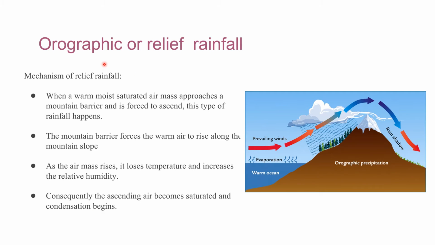Then orographic or relief rainfall. This is another type of rainfall. We can understand from the diagram that there are some mountains which are trying to stop the path of the wind.